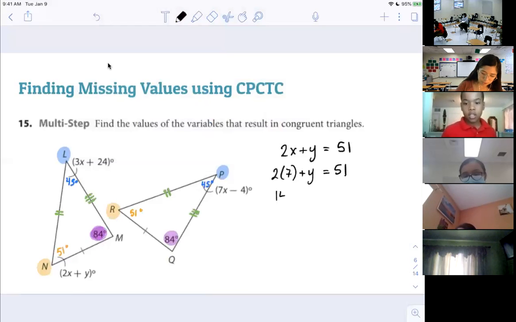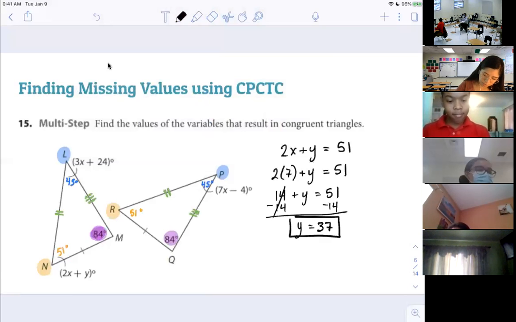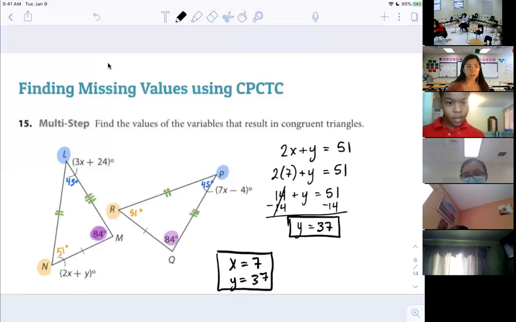2 times 7 is 14. And just like Daniel was saying, we need to subtract 14. And what's 51 minus 14? 51 minus 14. 37. Good. So y equals 37. So what did I get for x? X was 7. And y was 37. And now I know the value of all of those angles for both triangles.